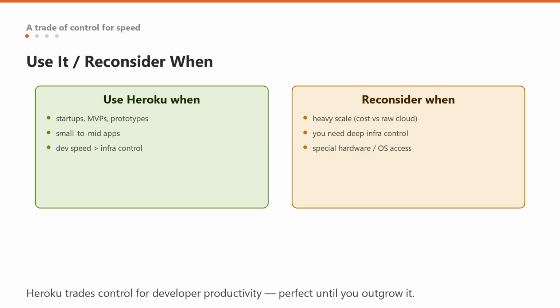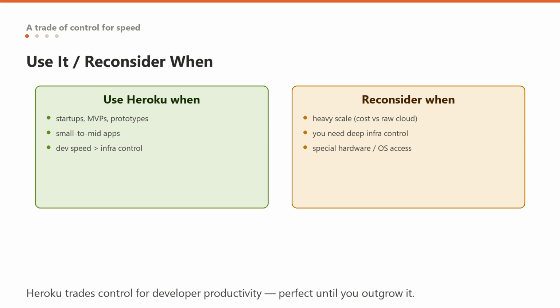When should you reconsider? At large scale, a platform as a service can become expensive compared to running your own infrastructure on raw cloud. And if you need deep control over the operating system, networking, or special hardware, a platform as a service deliberately hides those from you. Said simply, Heroku trades control for productivity. You give up knobs and you gain speed.